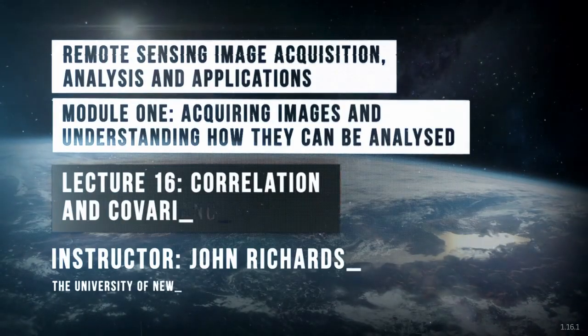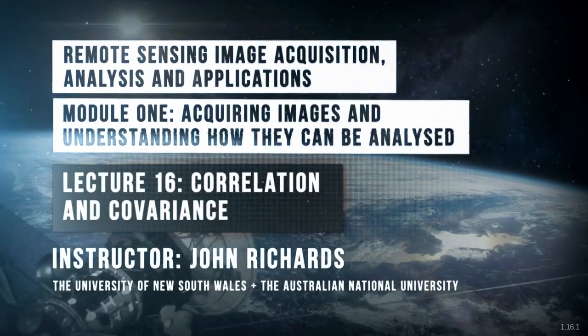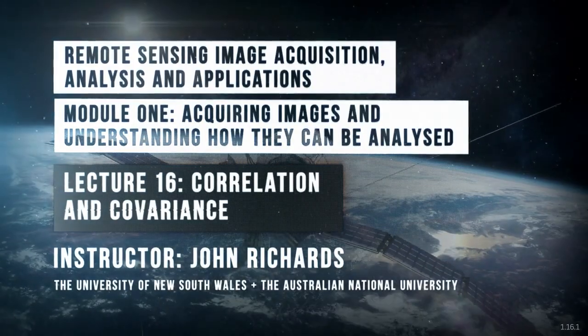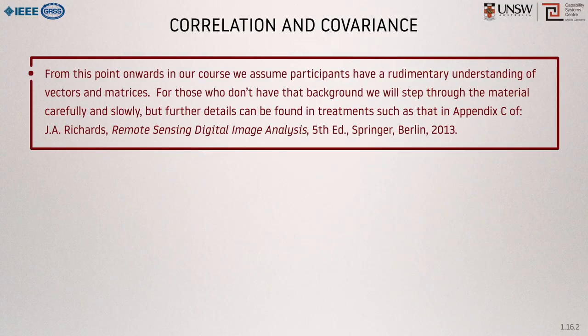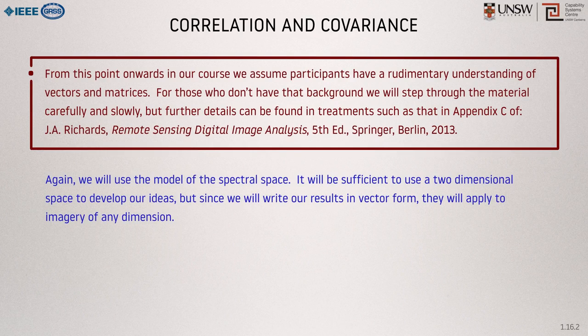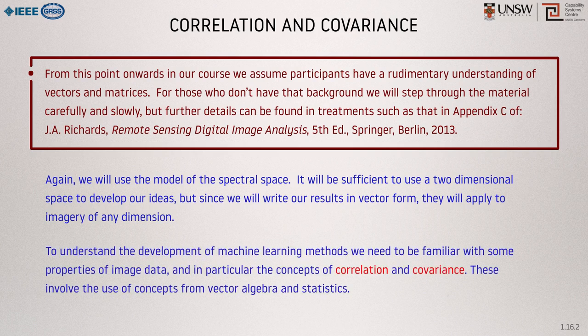We now start our mathematical journey by looking at some properties of groups of pixels in the spectral domain. As noted in the last lecture, we now assume you have a background in vectors and matrices. If not, we will summarize the key points geometrically and descriptively so that the key results should be clear. We are going to look at three important spectral space concepts in this lecture: the mean vector, the covariance matrix, and the concept of correlation.